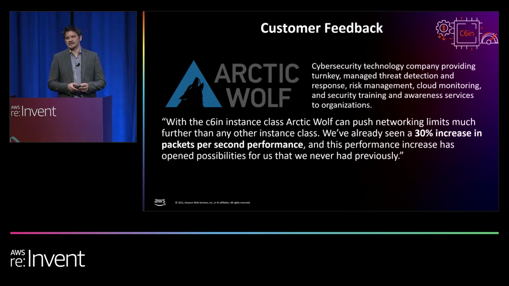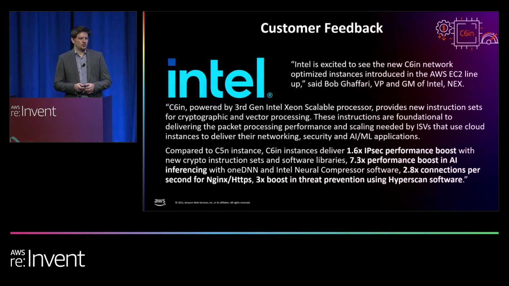They had a chance to test the C6IN instances, and they saw up to 30% increase in packets per second for their specific workload. We've also worked with Intel to partner and make sure that networking ISVs can take advantage of the full capabilities of the CPUs used in these systems. They're based on Intel Ice Lake CPUs, and these CPUs offer new instruction sets for cryptographic and vector processing.